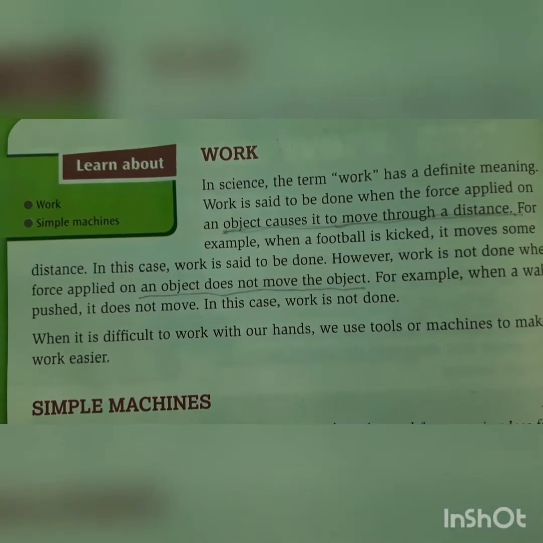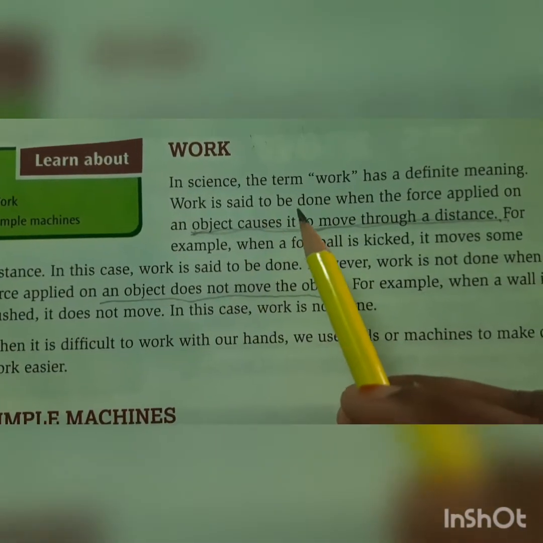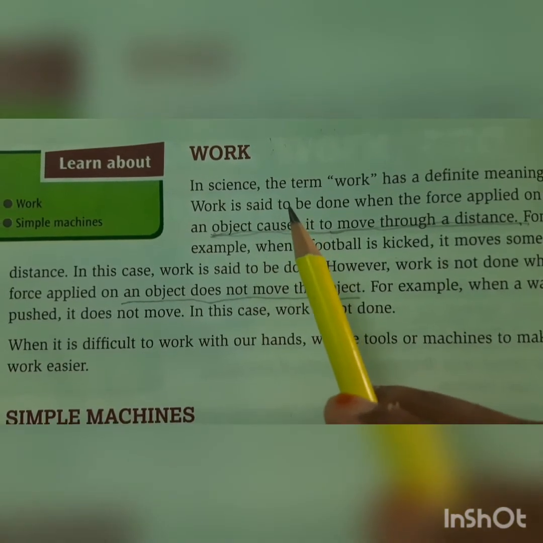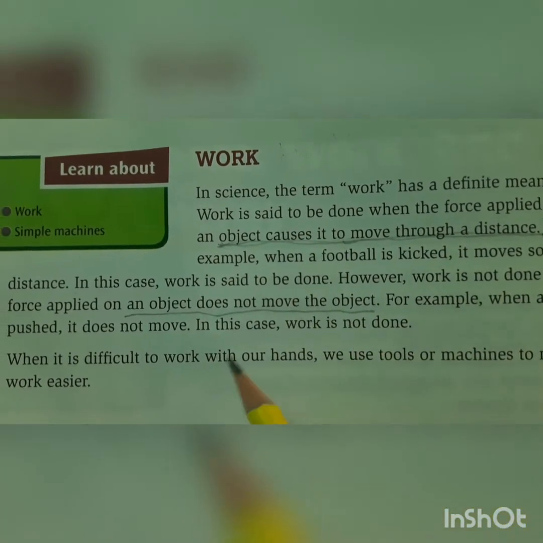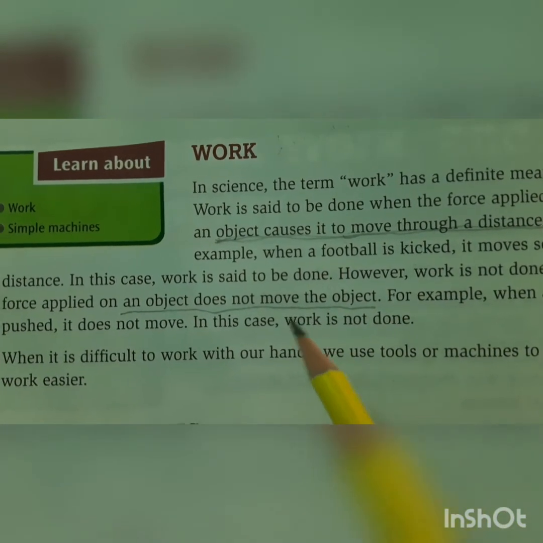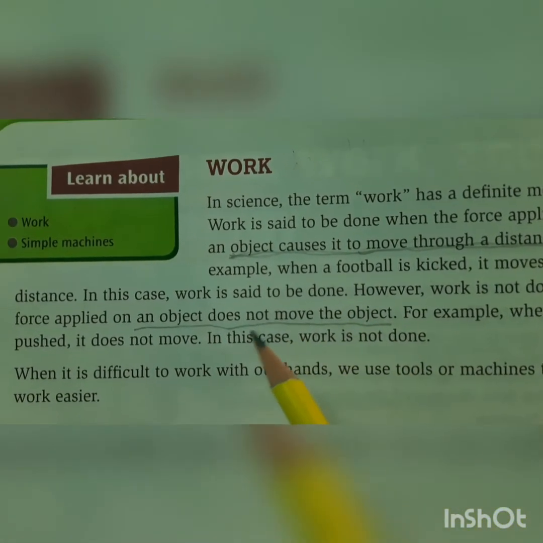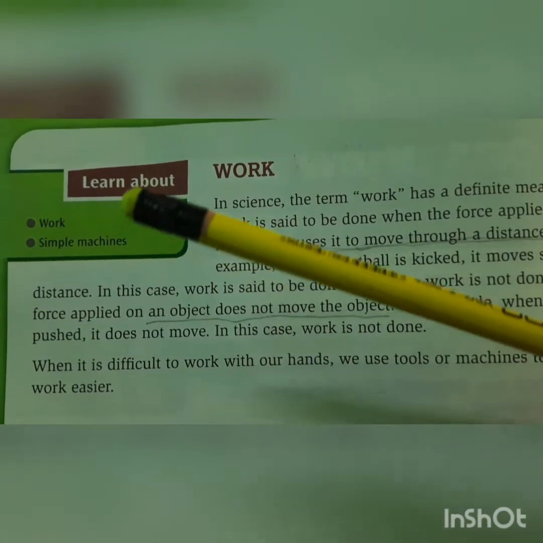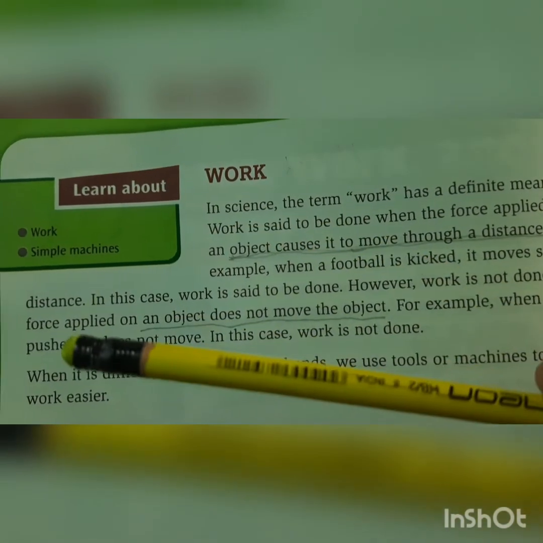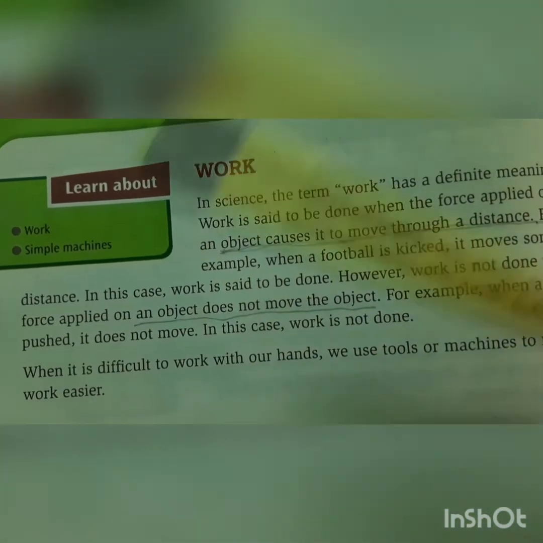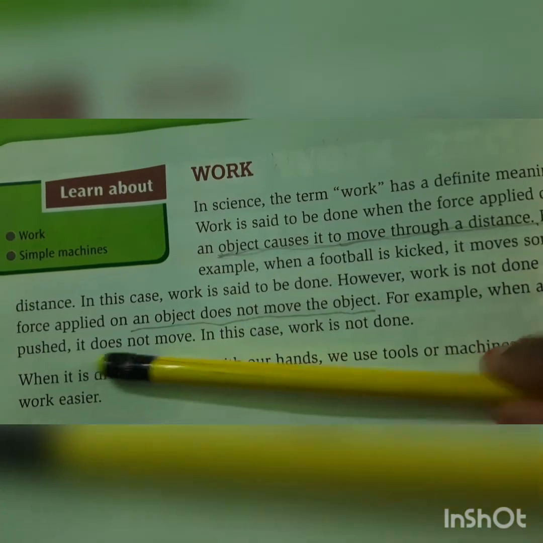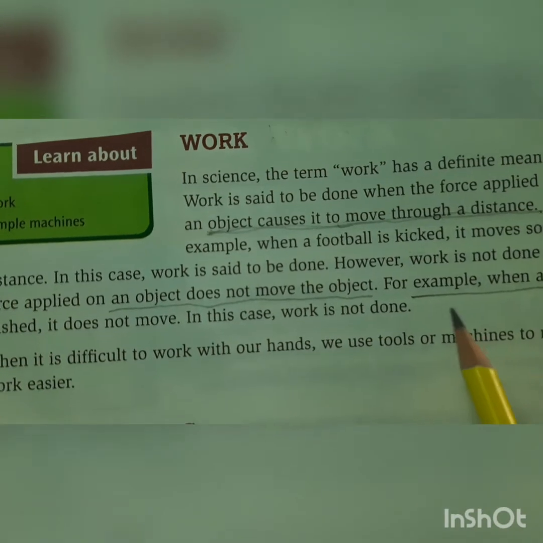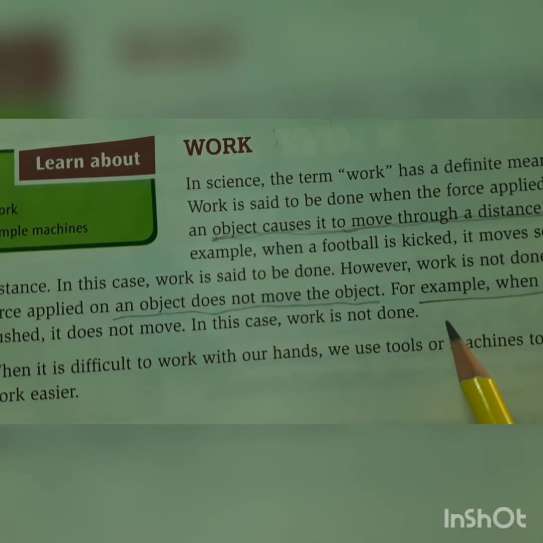Now got it? For work to be done in terms of science, you have to apply some force on an object and it should move. There should be a movement. Okay, then only it will be said that the work is done. For example, this pencil, I'm moving it. Okay, it's moving. I'm applying a force and it's moving. But if I keep it, for example, I'll underline this sentence, then this will not be said to be work done.